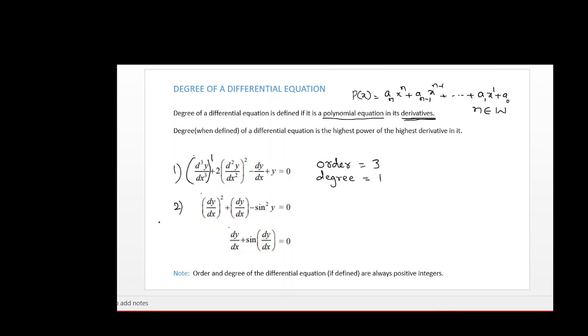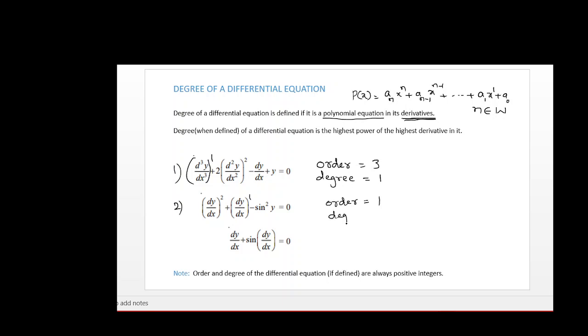Okay. So the next, the second one: (dy/dx)^2 + (dy/dx)^1 - sin^2 y = 0. Again, we need to check whether the derivative powers are whole numbers or not. Here the power is 2, here the power is 1. Hence, it is a differential equation containing polynomials. It is a polynomial equation in its derivatives. So the order is 1. The highest derivative is 1 here, right?